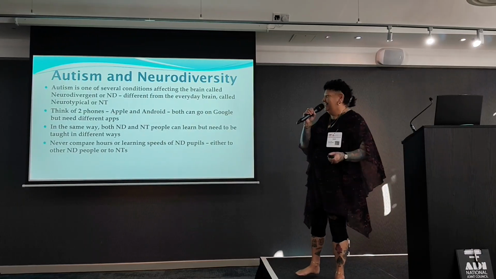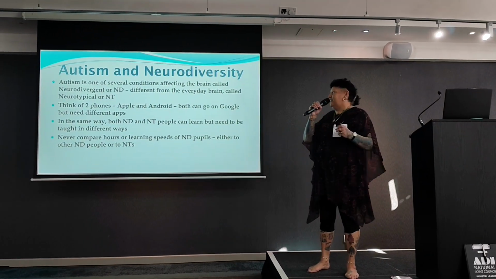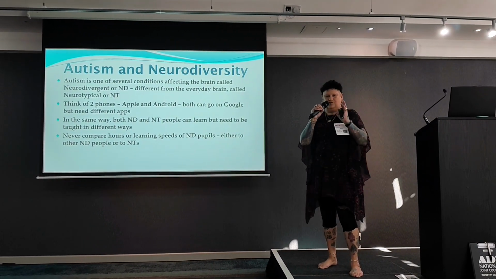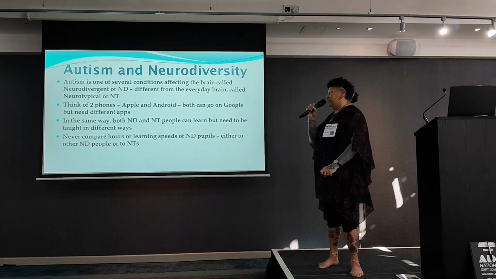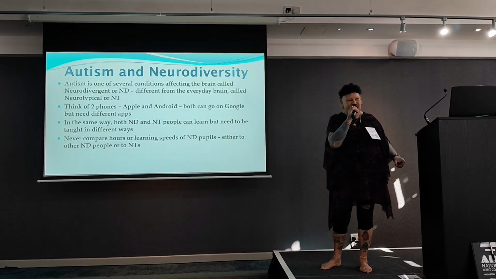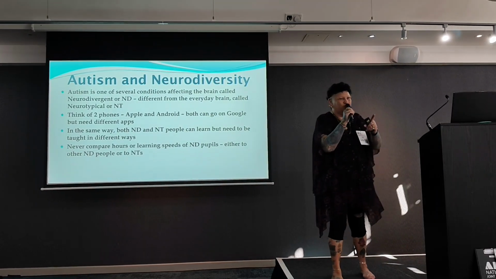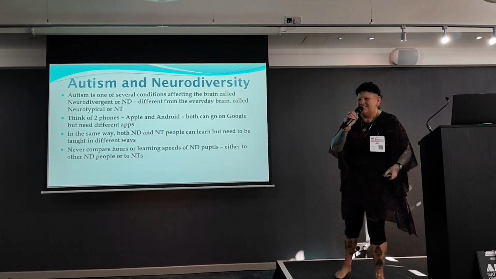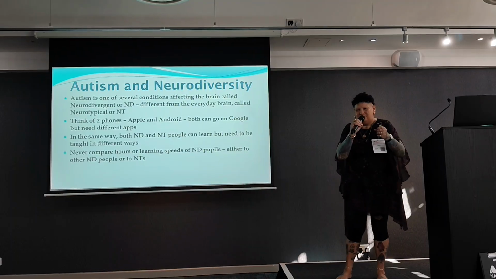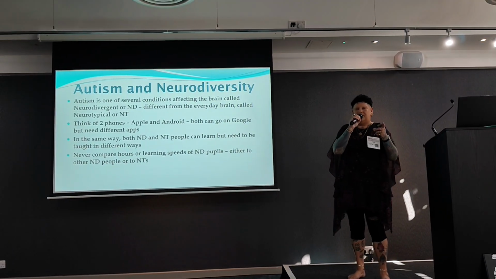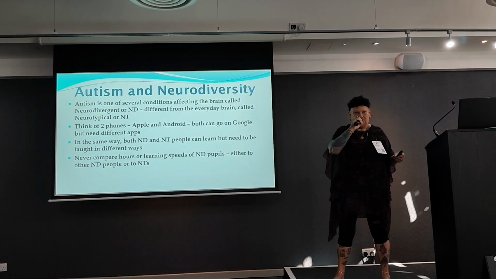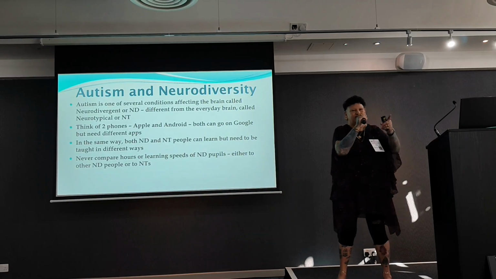Right. So several conditions that affect the actual brain are called neurodivergent or ND, as opposed to everyday people called neurotypical or NT. You might have heard those words before. If you think of two phones, like an Apple phone and an Android phone, they both go on Google, they both go on Facebook, but they're on different apps. So if you're dealing with autism spectrum, you're dealing with a different way of learning.